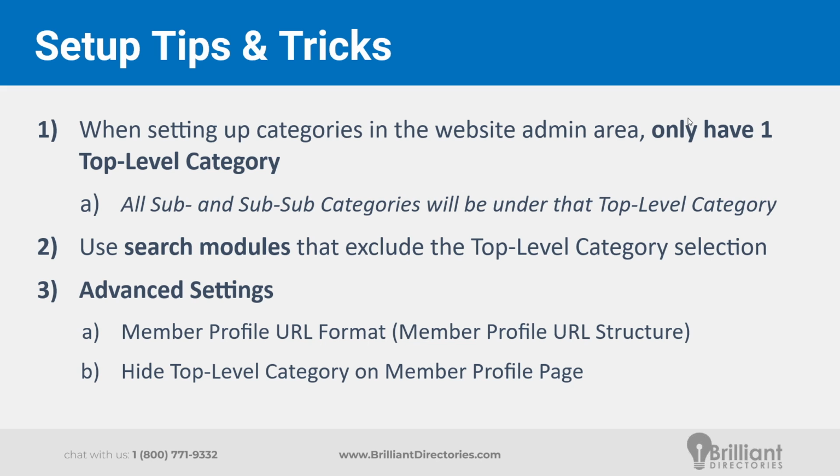For those of you that have your site set up, this might not be relatable for you right now, but in case you have another site idea in the future, these are good concepts to grasp in general. So the first thing is, if you're only going to have one top level category, set up your site with just one top level category. And then also we want to use the search modules that exclude having to select the top level category because it's redundant, because all the members would fall under that in the first place.